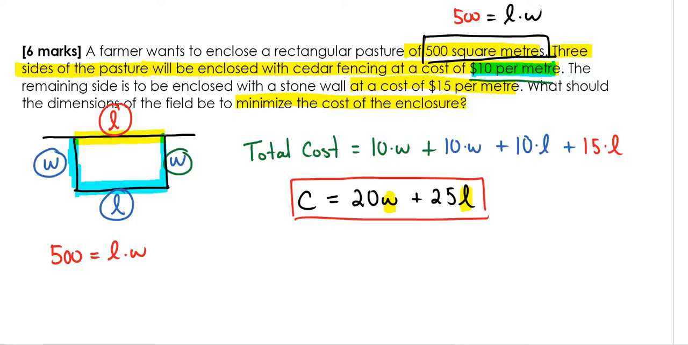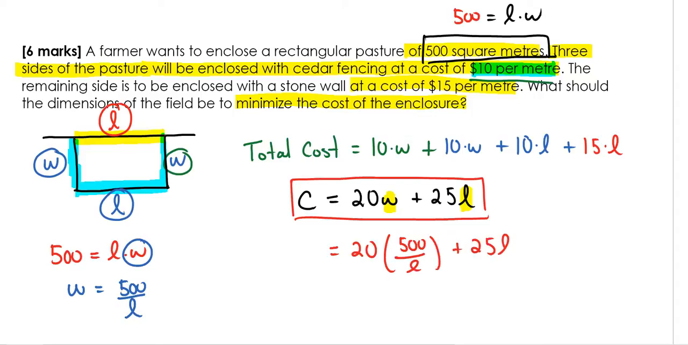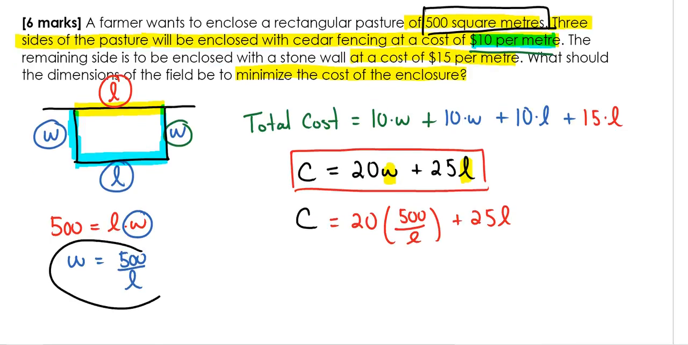Okay, so I know that the area is 500, and that's equal to the length times the width. Okay, so what I'm going to do here is eliminate the W. So let's go ahead and solve for the W here. The W is going to be 500 divided by the length. And it doesn't really matter which variable you solve for. I'm just going to eliminate the W there. Okay, if I go ahead and do that, this is going to be 20 times 500 divided by L plus 25 times L, and that's going to equal my total cost. Okay, so I'm just substituting this expression right here for that W right there.